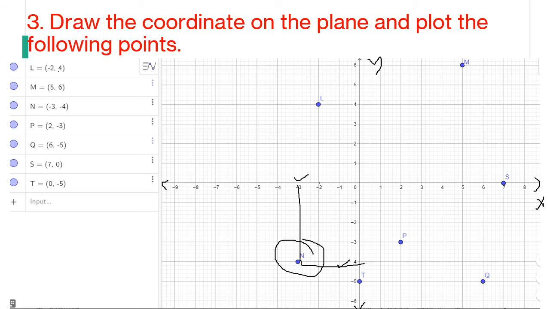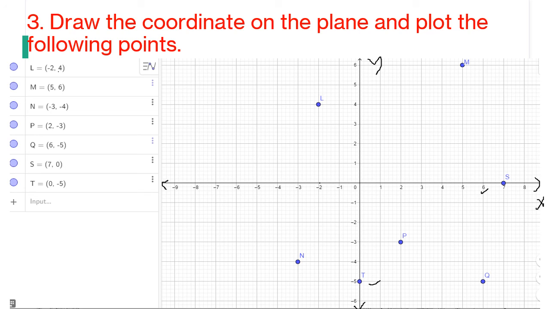Okay. Now the next one, 6 comma minus 5. So let me check where is 6. Okay. So let us check the 6 on the x-axis. It is here and minus 5 is down here. So our point lies here. Okay. And then 7 comma 0.